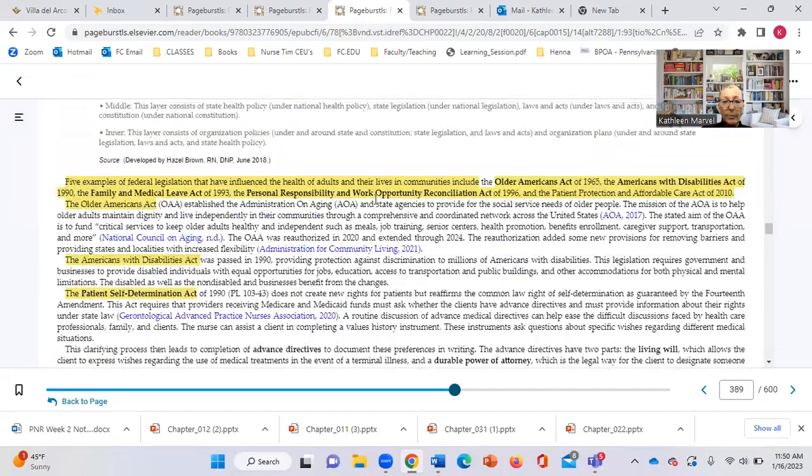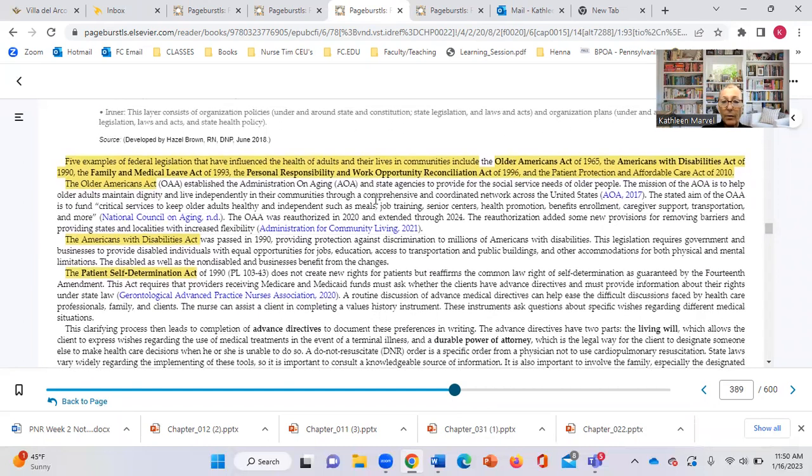So please have an idea of what these are. I've highlighted them up here. Older Americans, ADA, and then your FMLA, that is protecting your job if you have to leave for a short period and take care of a family member.